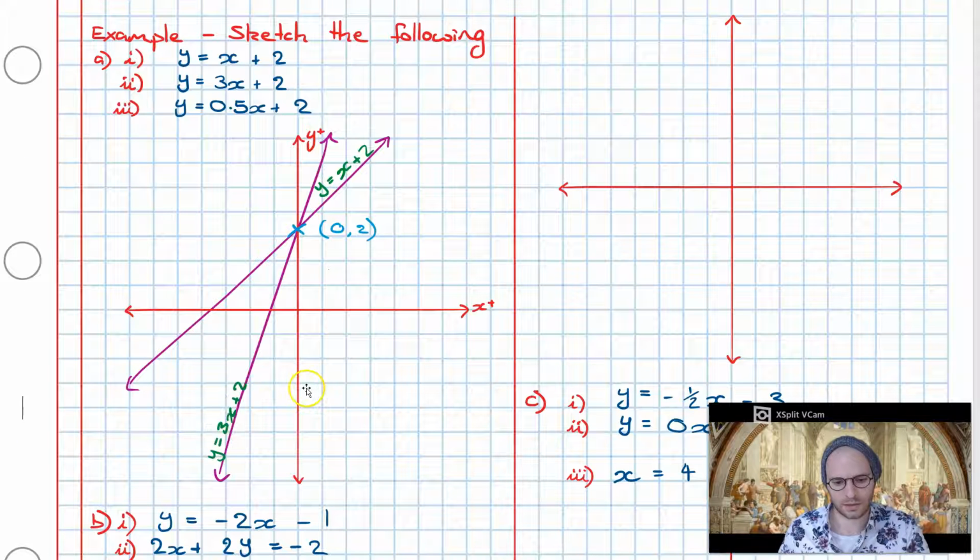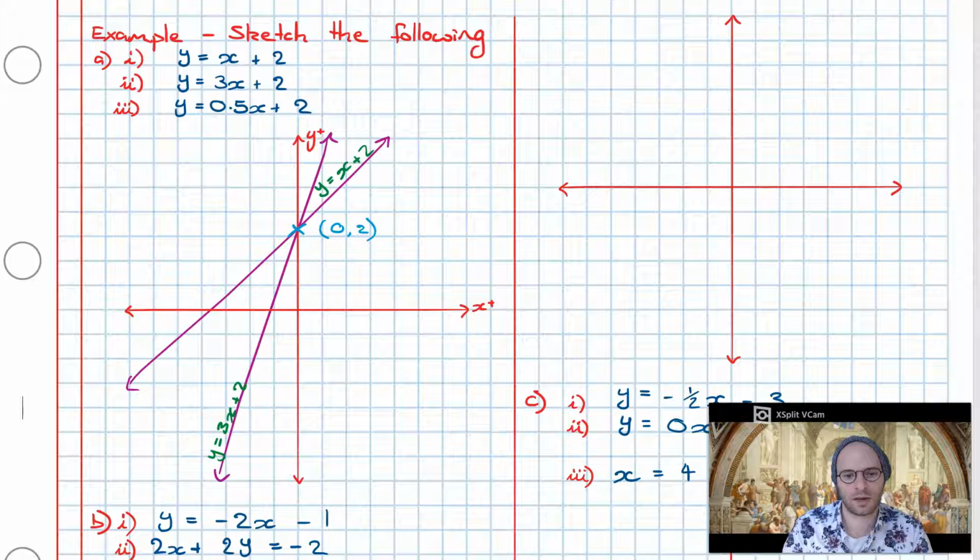Simple stuff. Sketching has never been easier. Alright, final one, we're looking at y equals 0.5x plus 2. Once again, you can see that the constant is unchanged and therefore the y-intercept is unchanged. However, the gradient in this case is significantly different. Rather than being above the value of 1, we've got a value of 0.5. What that means is that the steepness of the line is significantly less.